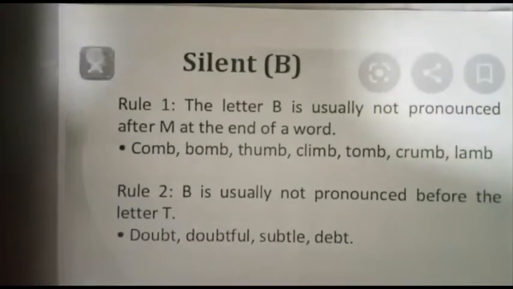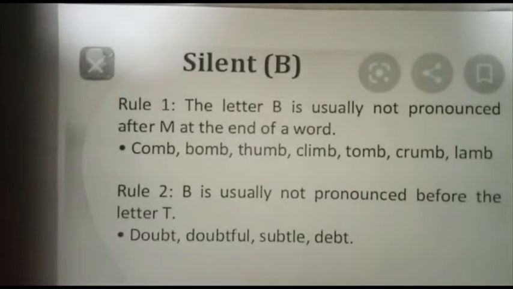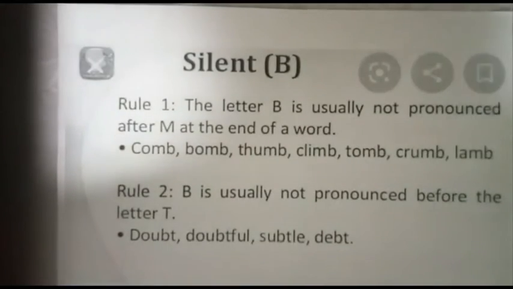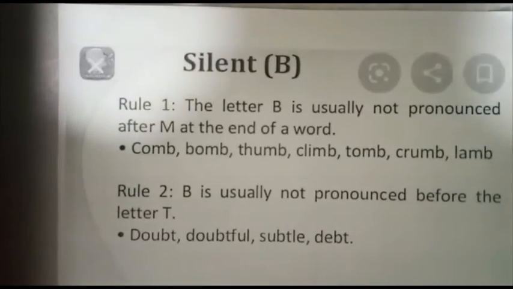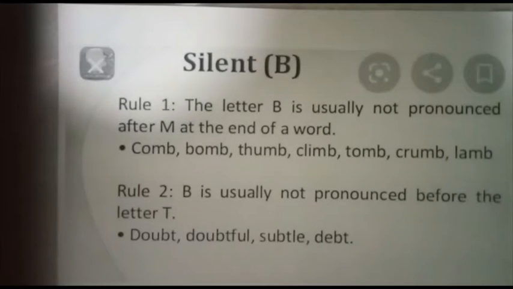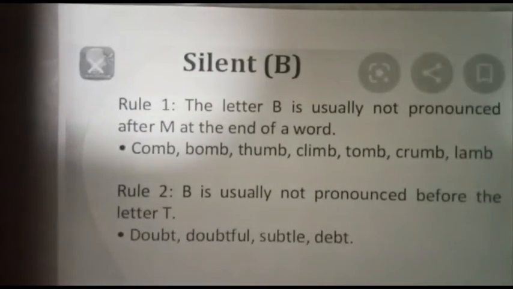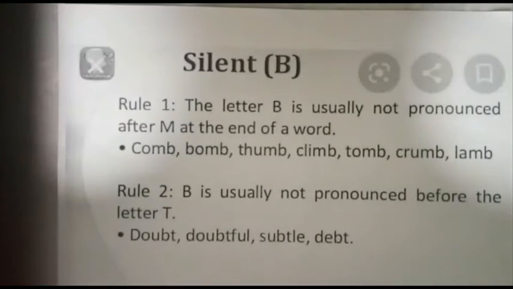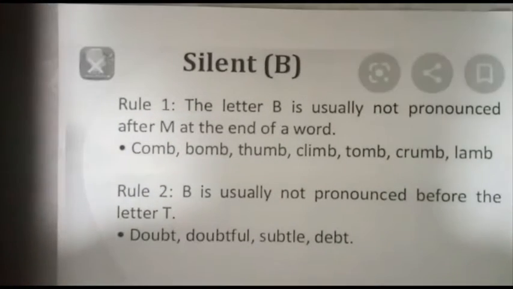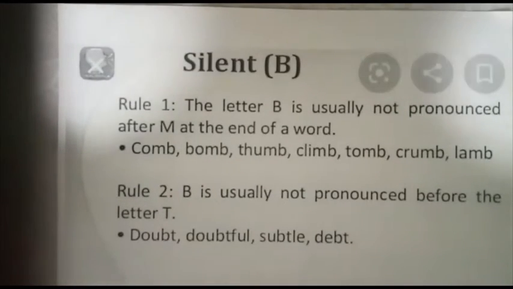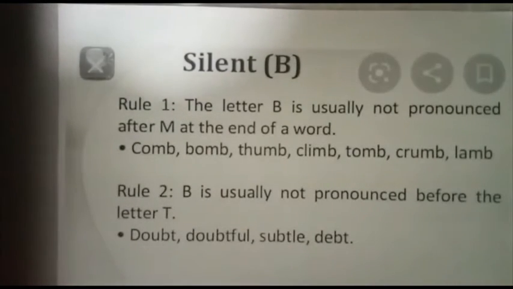As I discussed in a previous class, the silent letter B is usually not pronounced after M at the end of a word, like comb, bomb, thumb, climb, tomb, crumb, and lamb. See, there is no sound of B in these words. And rule number 2: B is usually not pronounced before the letter T. It will be silent. Doubt, doubtful.